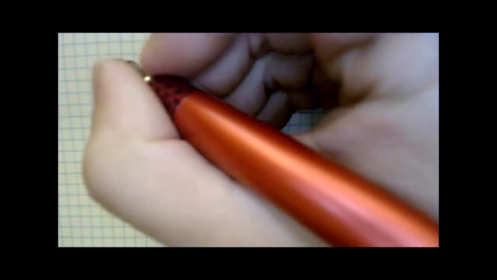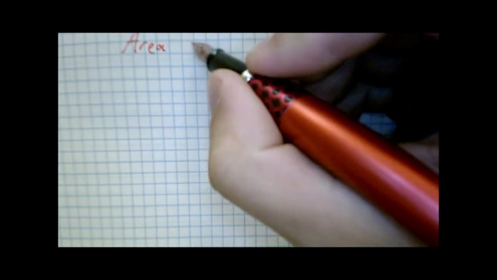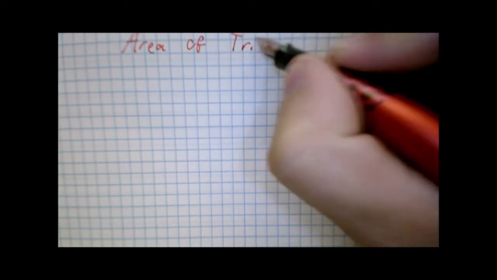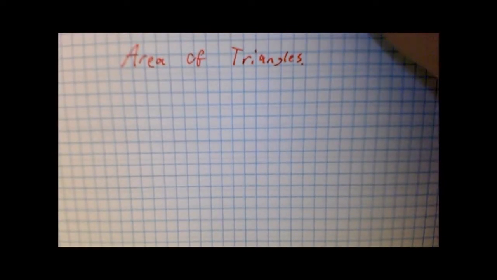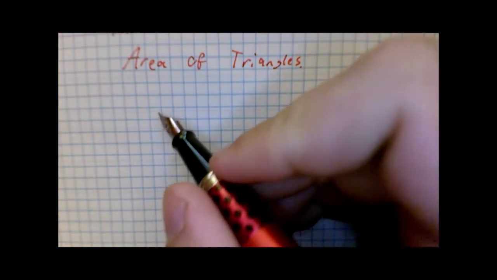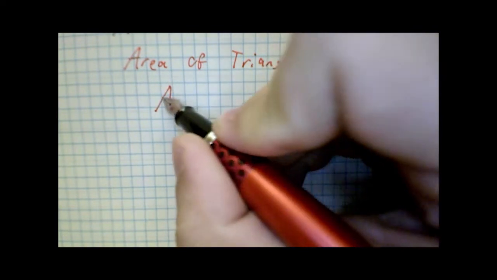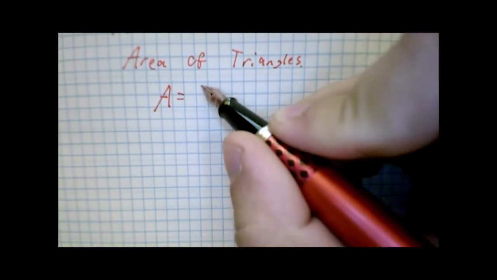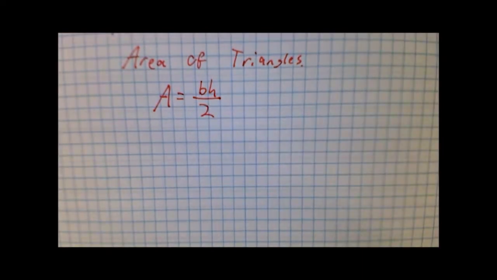Triangles are not that much different. In fact, there's only one difference. The area of triangles is going to have one minor difference. The formula is area equals base times height divided by 2.